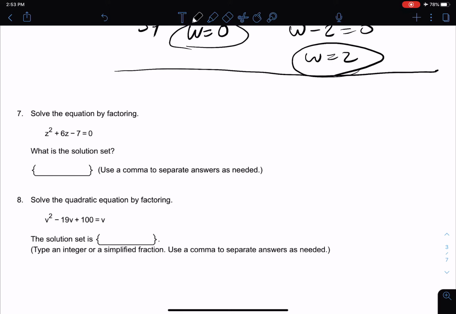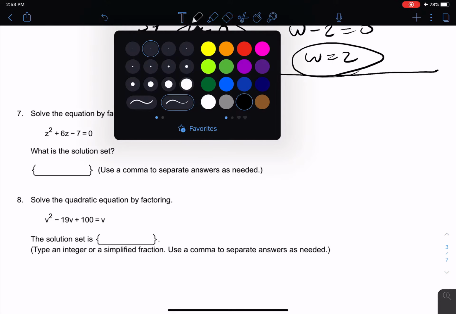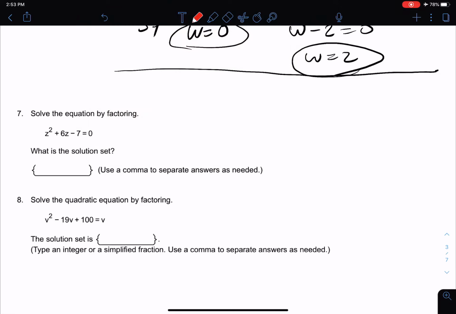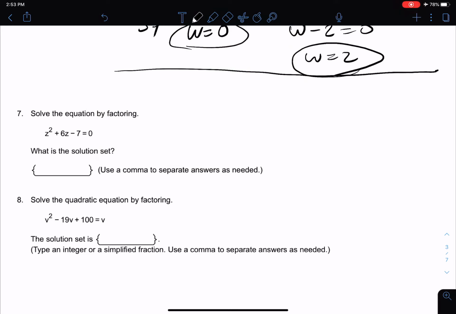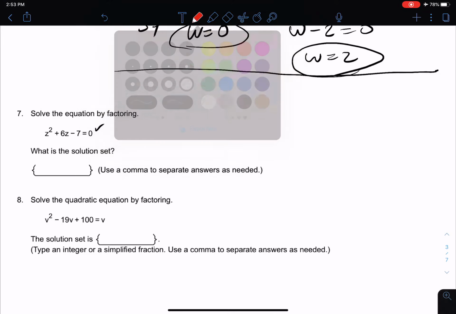Number 7. Okay, now number 7, as you know, I like to identify. Now, first of all, very first, this must be set equal to 0, standard form, right? It is. Now, second, let's factor.